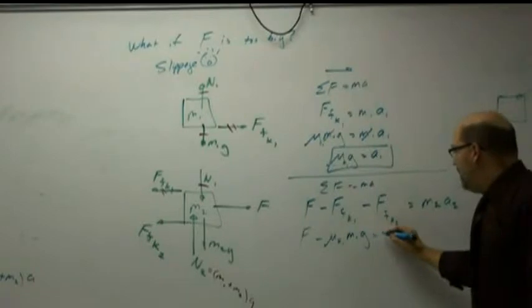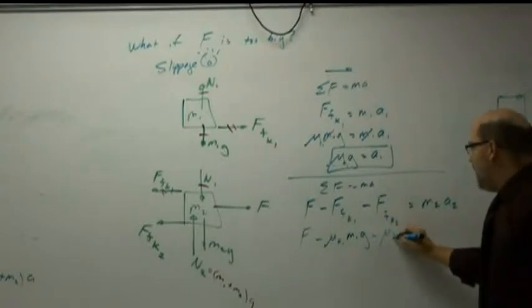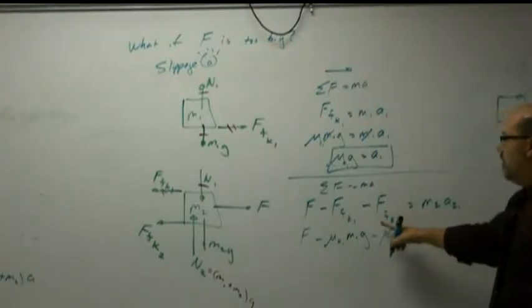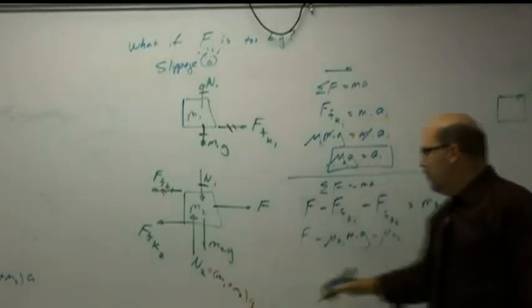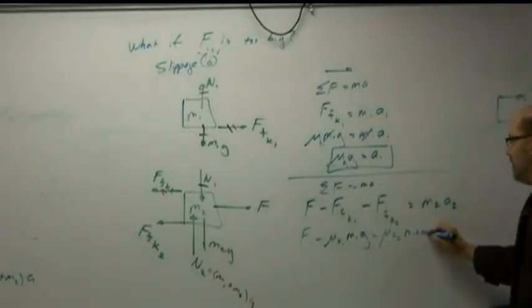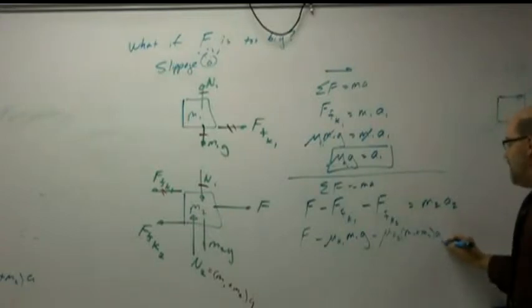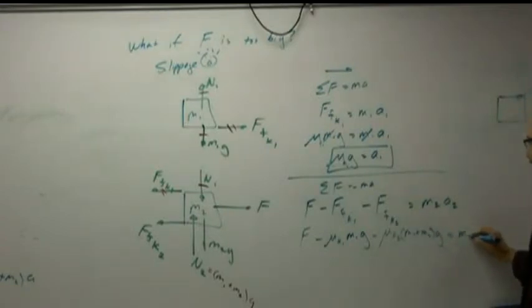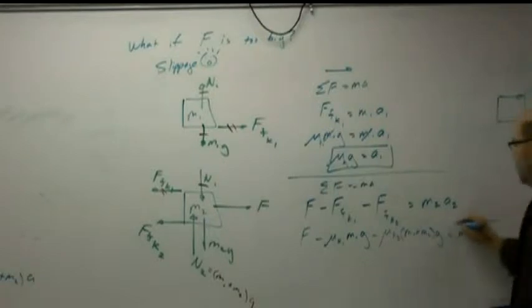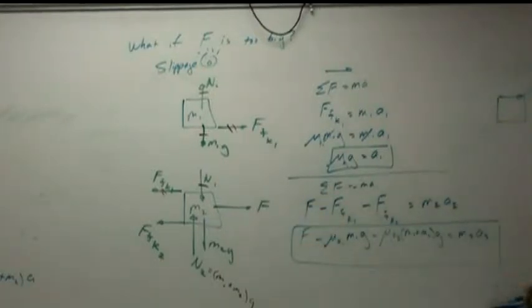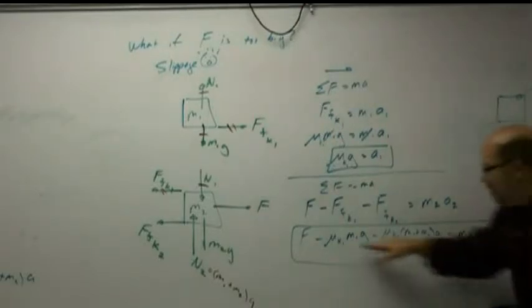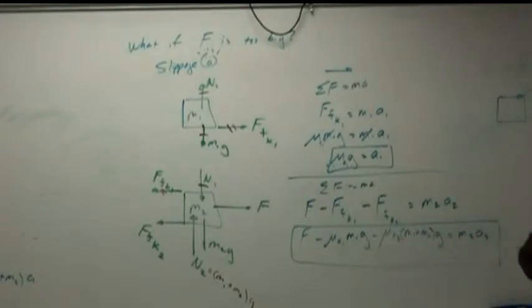All right, this one is mu K2, and there's our normal force, M1 plus M2 times G, equals M2A2. And there you go, piece of cake. That tells you what your acceleration is. And if the question is, what's the acceleration of block 2? Then all we do is take this M and divide it here and we're done.